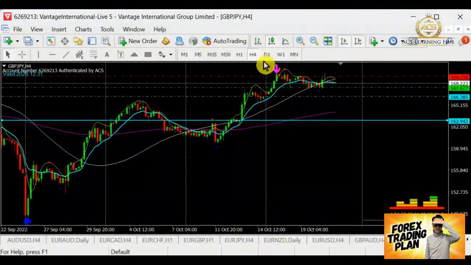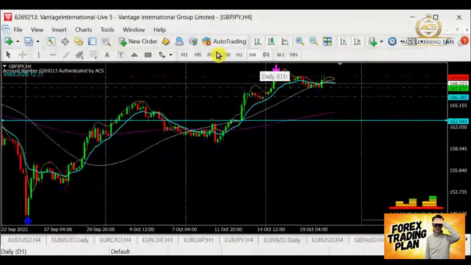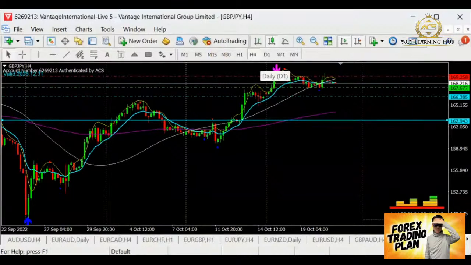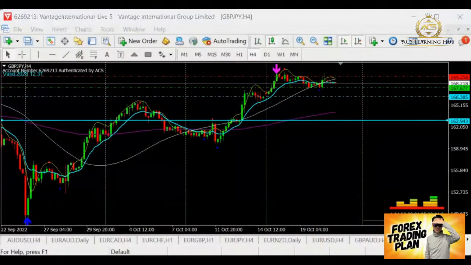Although we are still in the bull, this bull is going to turn into a bear, so we are in the transition. I'm going to put this pound yen into my watch list. It looks very good to me. Just waiting for it to break that support, and we may have a good chance to go down to 166.385.